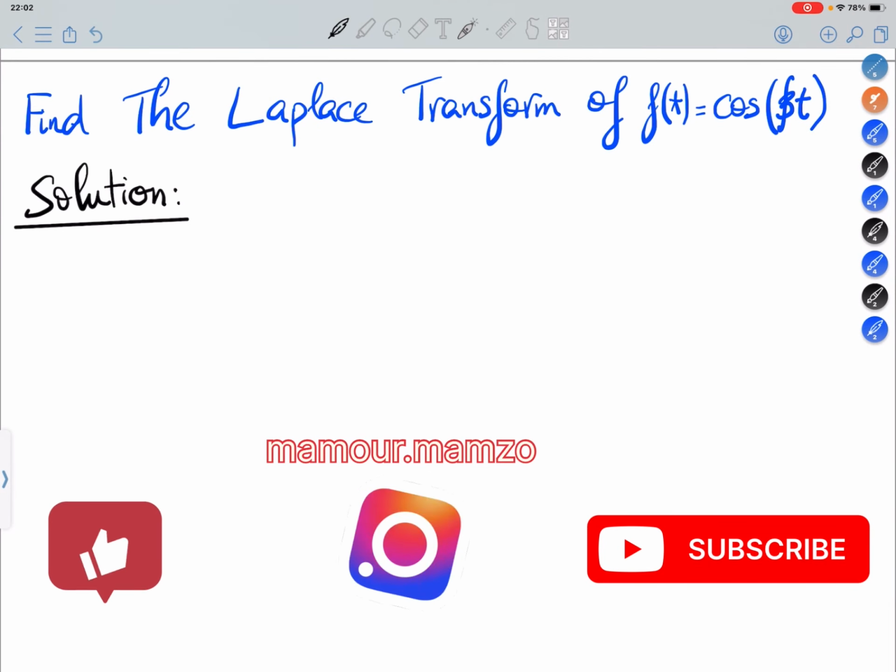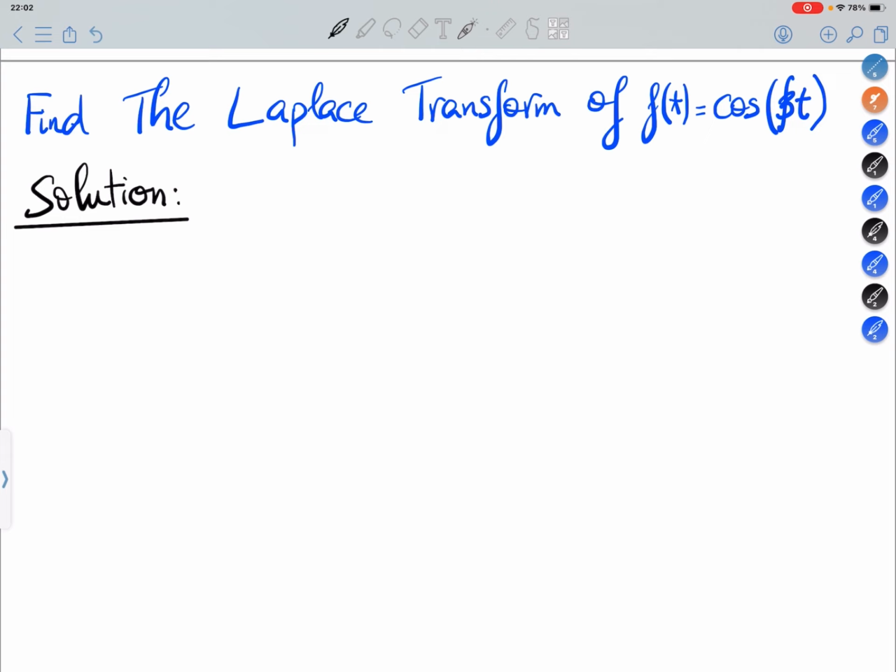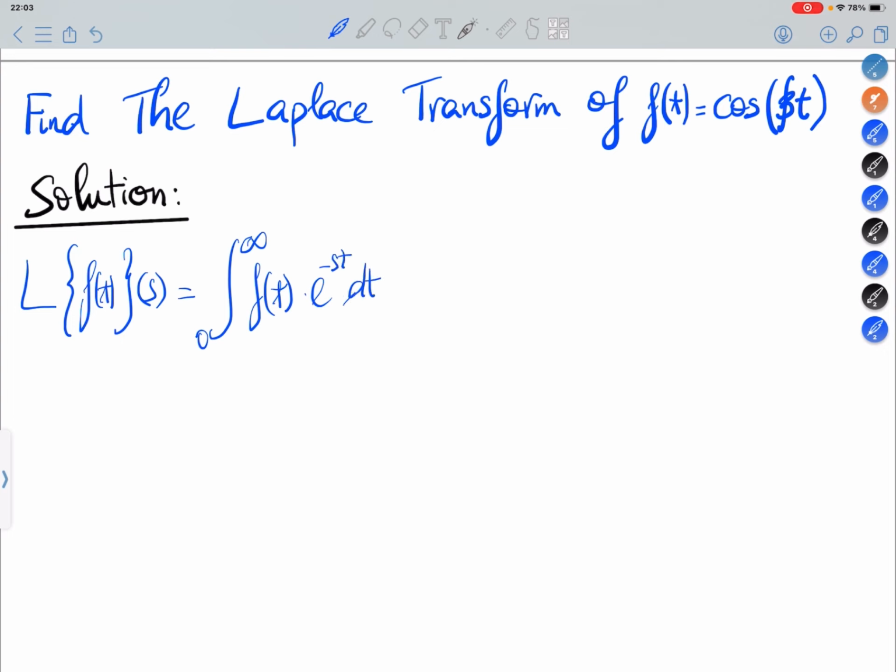Hi everyone. So in today's video we're going to try to find the Laplace transform of cosine of beta t. Now we know that the Laplace transform of a function f of t is equal to the integral from 0 to infinity of the function f of t times e to the power minus st dt. So this is the definition of the Laplace transform.